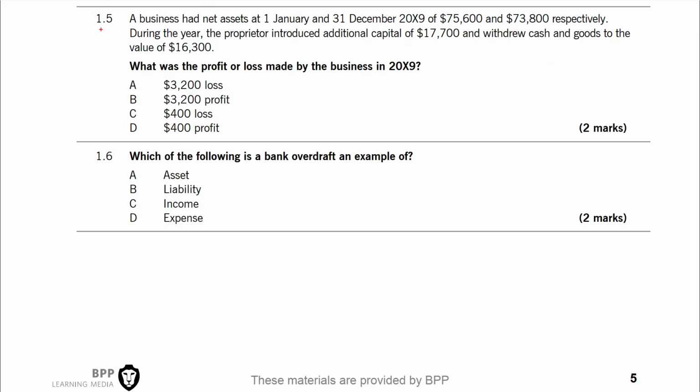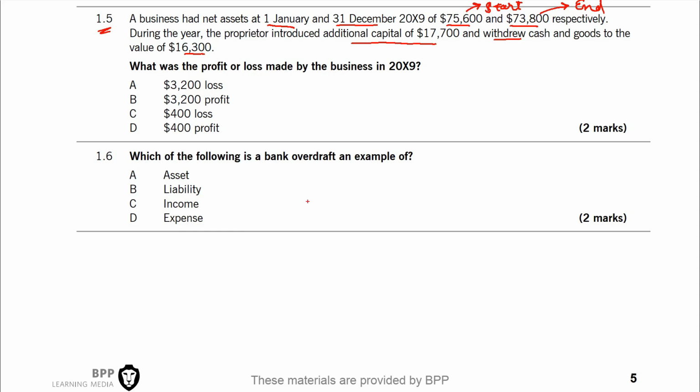So let's do the next question, which is question number 5. What was the profit or loss made by business in year 9? A business had net assets at 1st January and 31st December year 9 of this and this respectively. So we can say that this is the net assets at the start of the year, and these are the net assets at the end of the year. During the year, the proprietor introduced additional capital of this amount and withdrew this amount. What was the profit or loss made by the business in year 9?